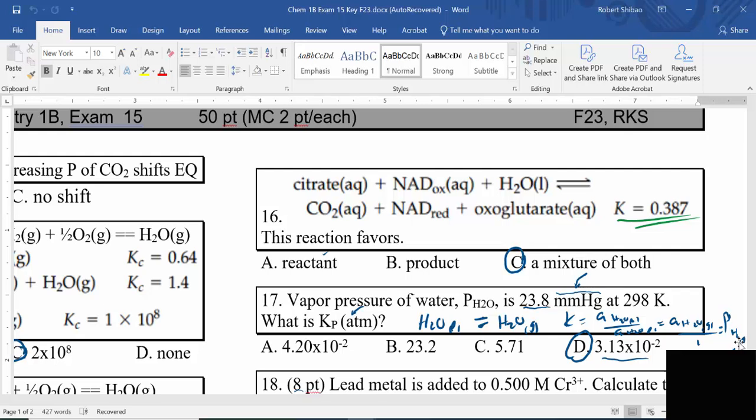This would be NAD and oxoglutarate. You have to look at those together. But anyway, the K is 0.387. If we have a 0.387, then you might say it's reactant favored, right, because it's less than 1. But really the best answer is going to be a mixture of both because it is not so small. It's just 10 to the minus 1.